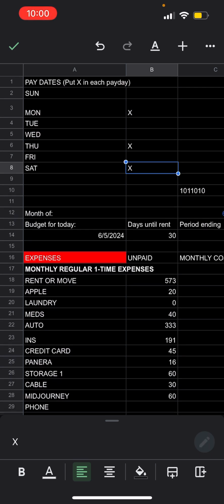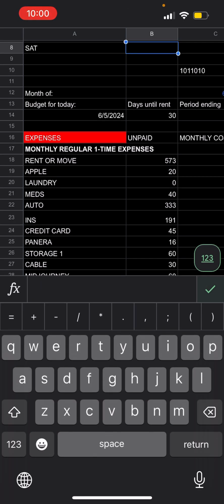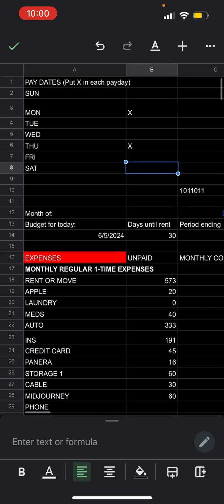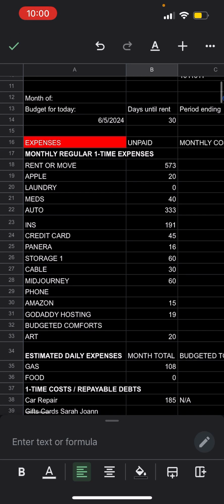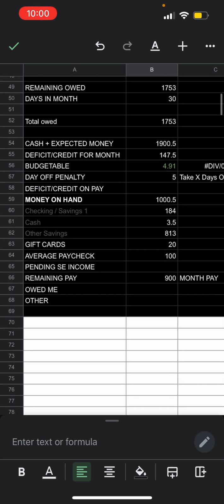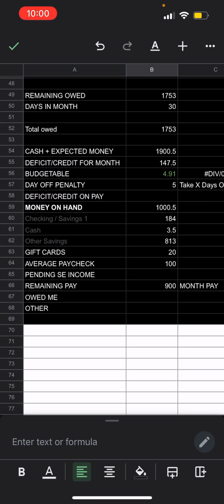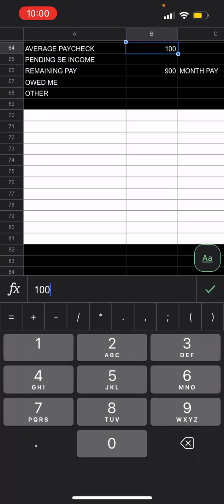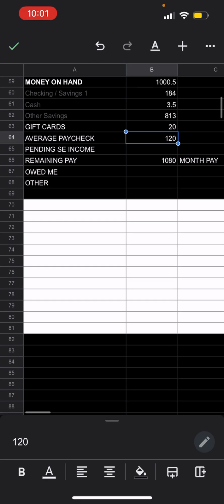So if I were to take one paycheck off and just show that you've got Monday and Thursday for paychecks, that will calculate how many paychecks are available and the amount of money available until the end of the month from there. So if you change this around to like 120 or whatever, you'll see that the remaining pay right here does change.